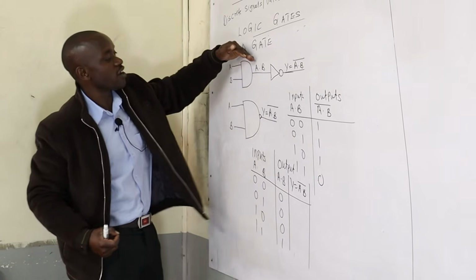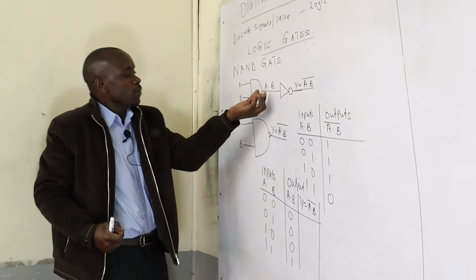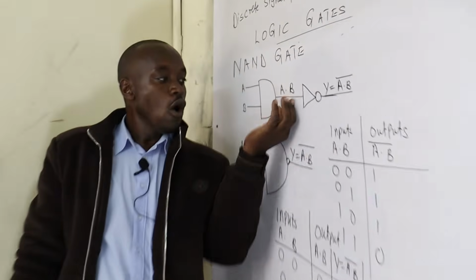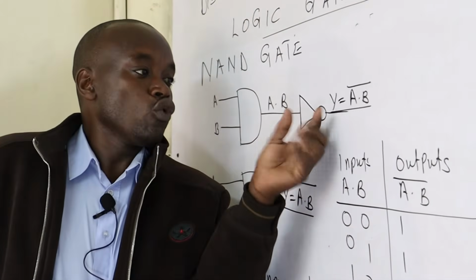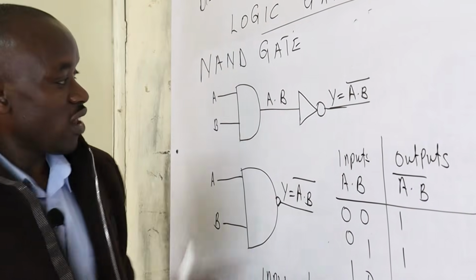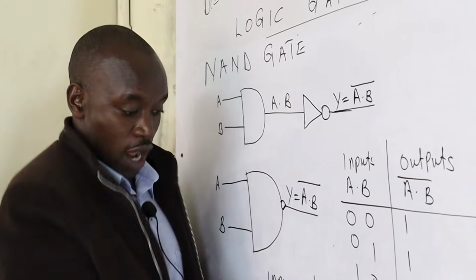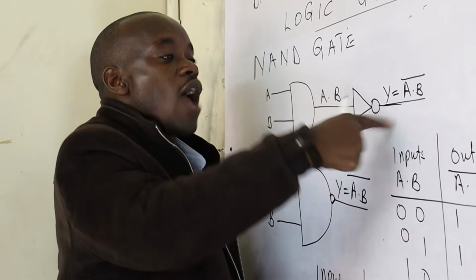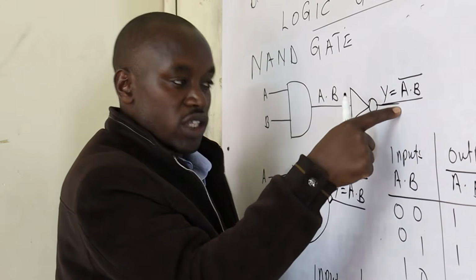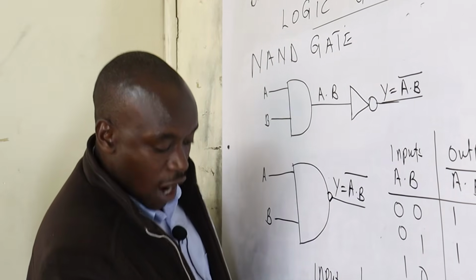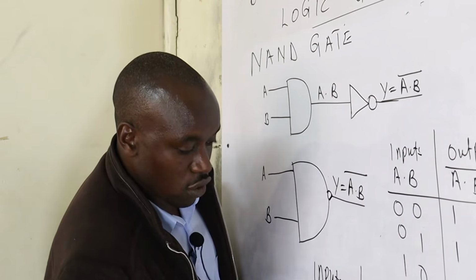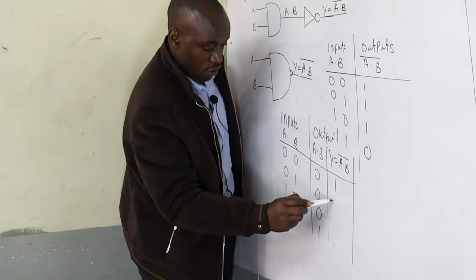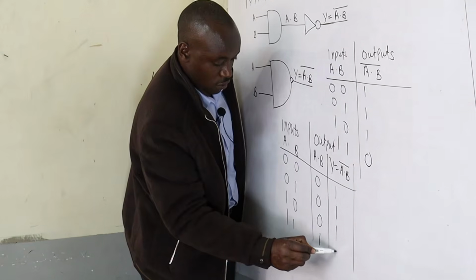And from what I do first, I show that the output of the AND gate will be passed through a NOT gate to obtain what? A NAND gate. So what happens is that I have A dot B up to here. Then I will pass these outputs, or invert them, through the NOT gate. So if I pass this output through the NOT gate, 0 will be 1, 0 will be 1 again, 0 will be 1, and this one will be 0.